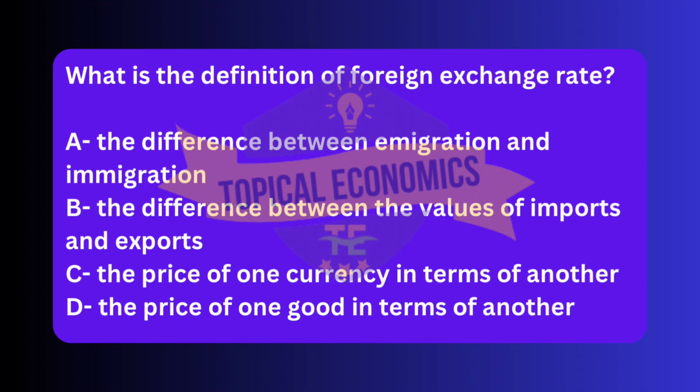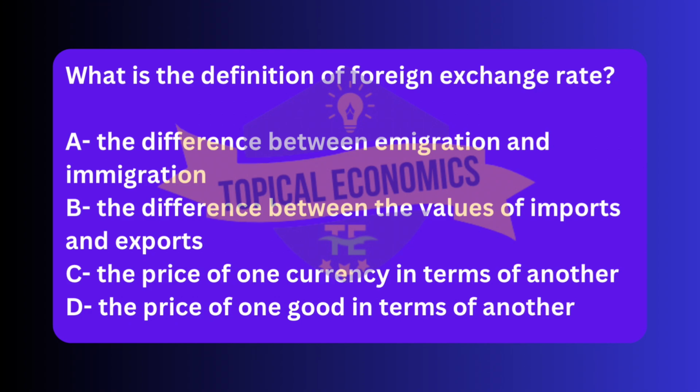The price of one currency in terms of another. The foreign exchange rate, often simply called the exchange rate, refers to the value of one currency relative to another currency. It is the price at which one currency can be exchanged for another. For example, if the exchange rate between the US dollar, USD, and the euro, is $1 equals 85 cents, this means that $1 can be exchanged for 0.85 euros.